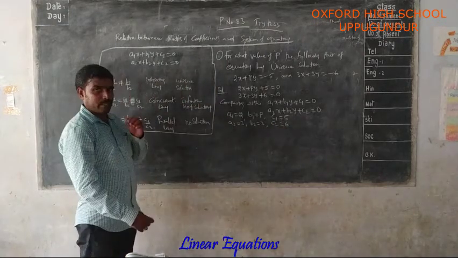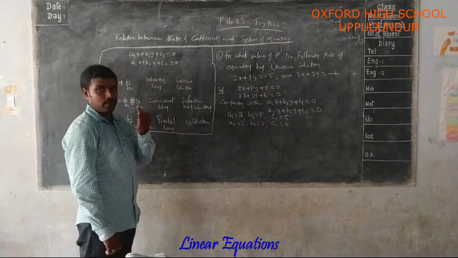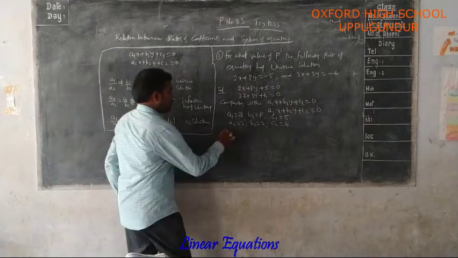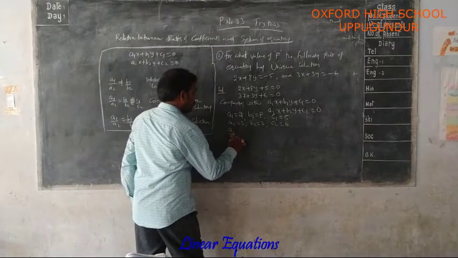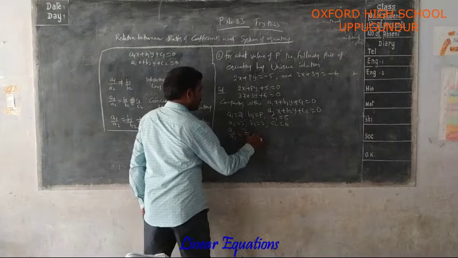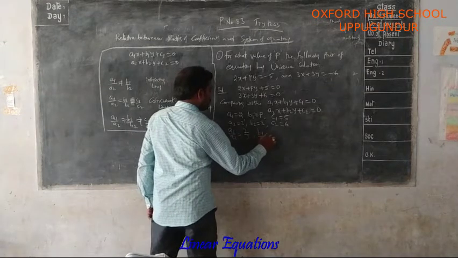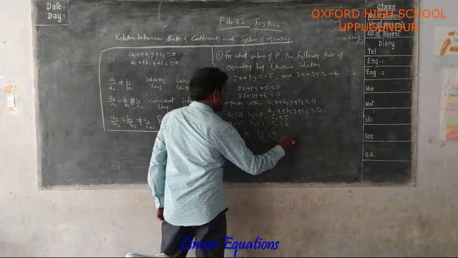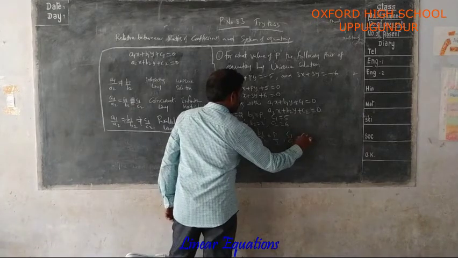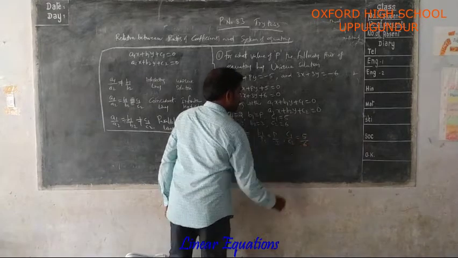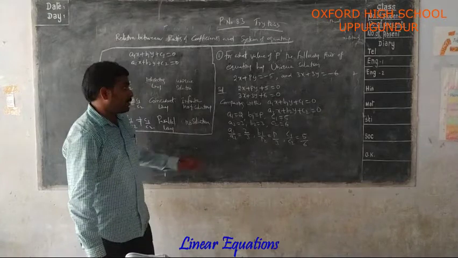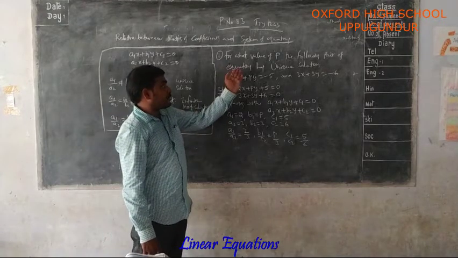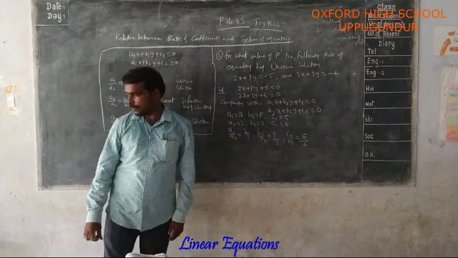Now finding the ratios a1 by a2, b1 by b2, c1 by c2: a1 by a2 equal to 2 by 3, b1 by b2 equal to p by 3, c1 by c2 equal to 5 by 6. What is the condition they give? The pair of equations has a unique solution.